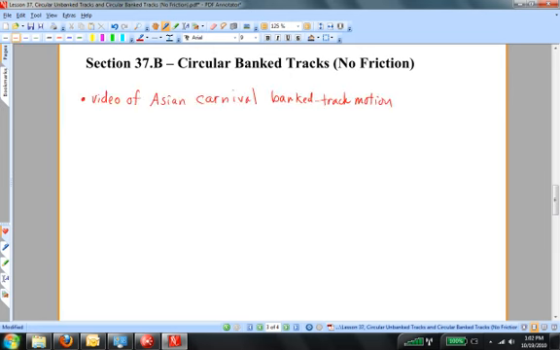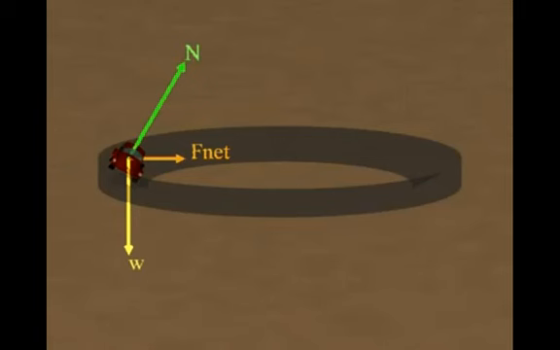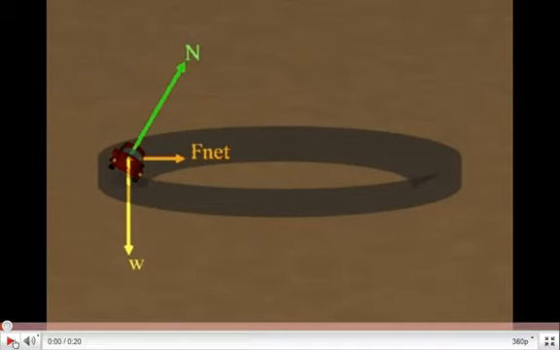The next video is a simulation of uniform circular motion on a banked track, showing the forces acting on the object. What's being shown here is the weight force, W, the normal force, N, and the net force that's acting on this car that's on a banked track.